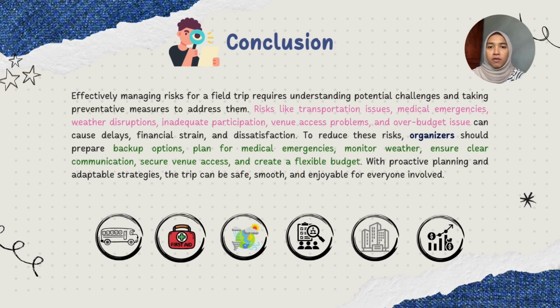And to summarize, effectively managing risk for a field trip requires understanding potential challenges and taking preventive measures to address them. Risks like transportation issues, medical emergencies, weather disruptions, inadequate participation, venue access problems, and over-budget issues can cause delays, financial strain, and dissatisfaction among both organizers and participants. And to reduce these risks, organizers should prepare backup options, plan for medical emergencies, monitor weather from time to time, ensure clear communication, secure venue access, and create a flexible budget. With proactive planning and adaptable strategies, the trip can be safe, smooth, and enjoyable for everyone involved.